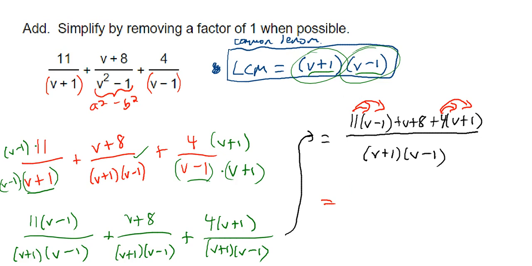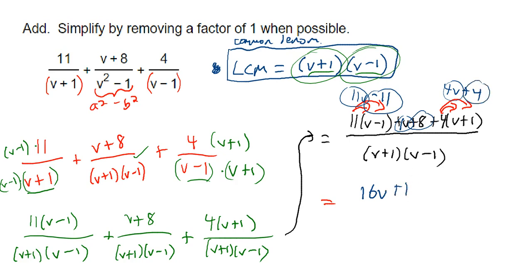So we're going to have up here 11v minus 11. And when I distribute the 4 here, we're going to have 4v plus 4. And then let's combine the like terms now. We have a 1v here and then a 4v. We're going to combine those together and we're going to get 16v. And then the numbers. We'll have a negative 11 plus 8. That's going to be negative 3 plus 4, which is going to be positive 1.